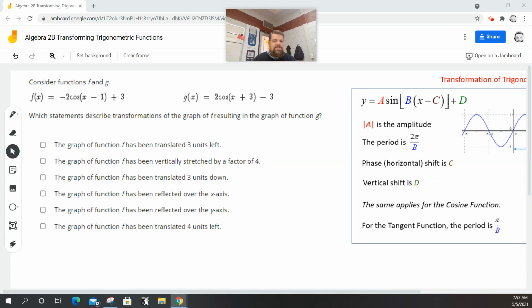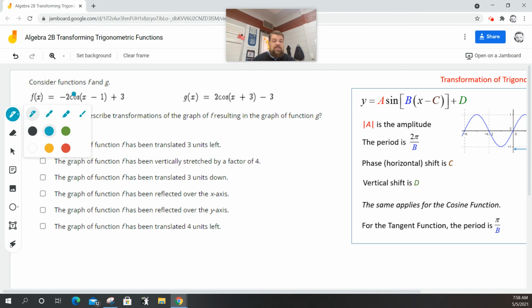So we have two functions listed here, f of x and g of x, and they're very similar, but they're different. And it says which statements describe the transformations of the graph of f resulting in the graph g. Okay, so there's a couple of things. What we've got to do is notice the difference and then think about what that does.